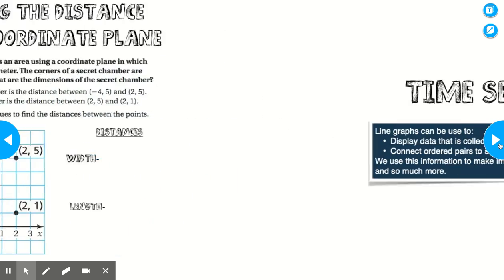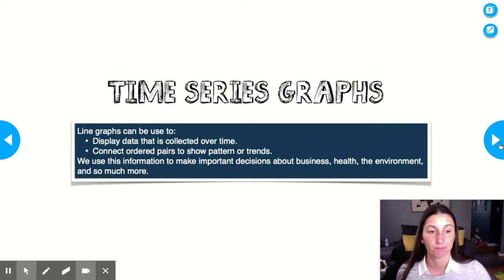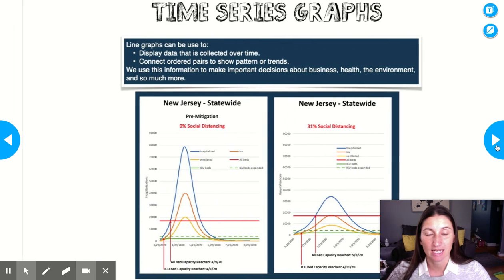Okay, so next up, we want to think about time series graphs. These are line graphs that can be used to display data that is collected over time, connect ordered pairs to show patterns or trends, and we use this information to make important decisions about business, health, and the environment, and so much more. So we can go ahead and take a look here.